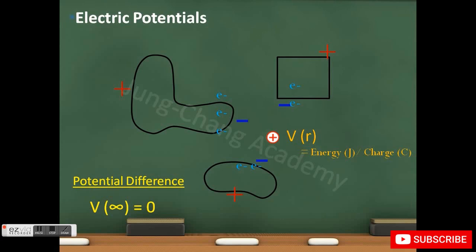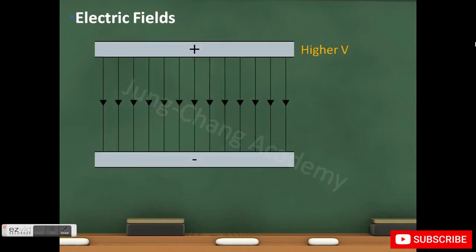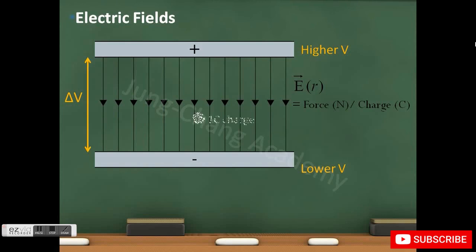Another way to demonstrate this invisible force that pushes the electrons on the metal plate is through electric fields. Electric field lines go from a higher potential to a lower potential. So whenever you have a potential difference, there will be electric fields. Electric fields have a unit of force per unit charge. So it tells you how much force a 1 Coulomb charge will experience if you place it in this electric field.